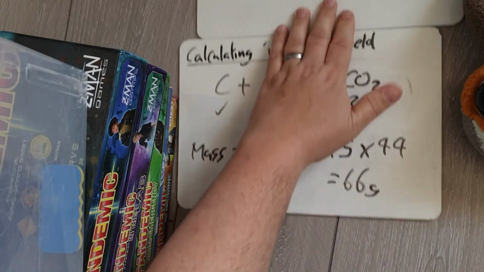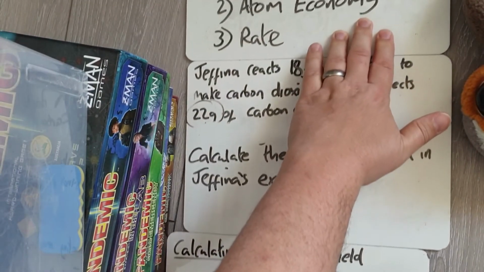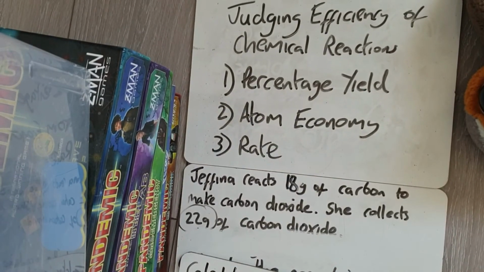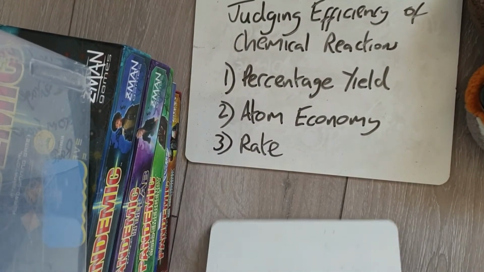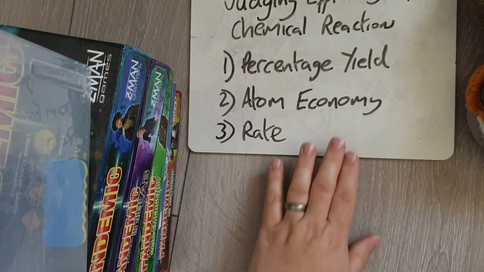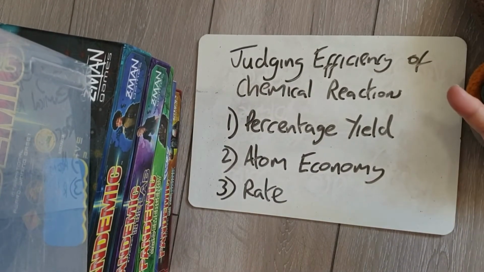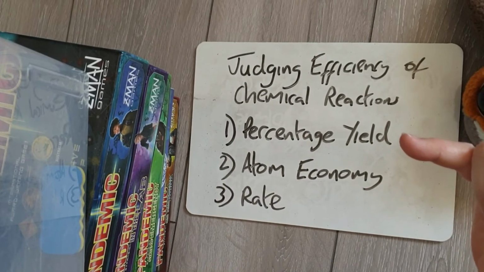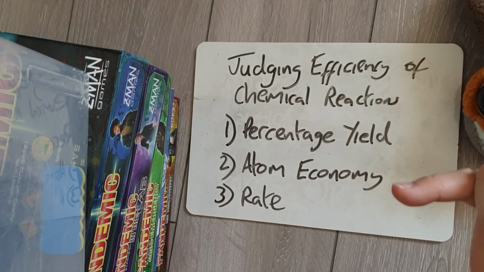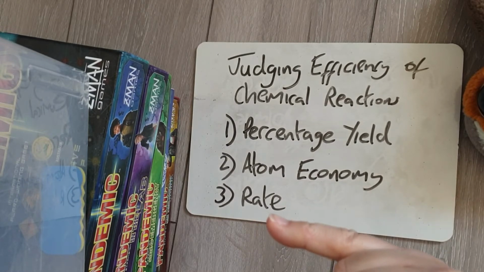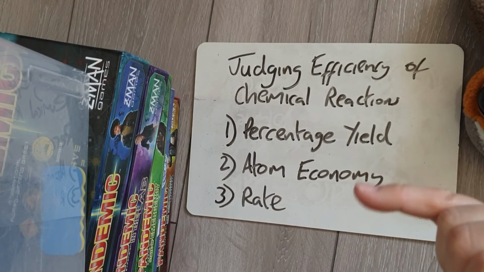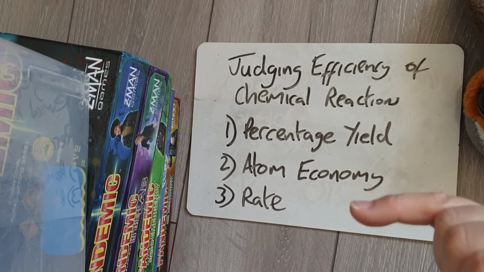Hopefully that made sense and the flow of that was a lot better for you than it was for me. Right, so going back to this. Judging the efficiency of chemical reactions, we've got the percentage yield, which you know how to work out. We've got the atom economy, which you don't know, and we've got the rate, which you don't know. This one actually took a lot longer, even ignoring the random video stops, than I thought. So I think I might save the next two for the following video.